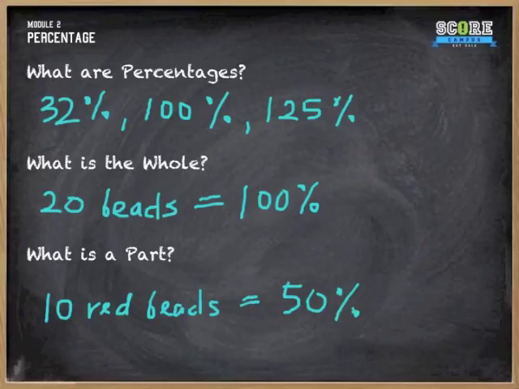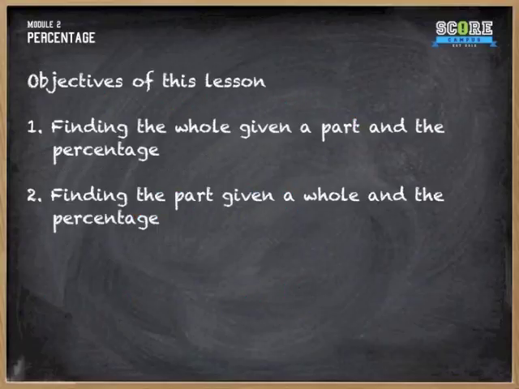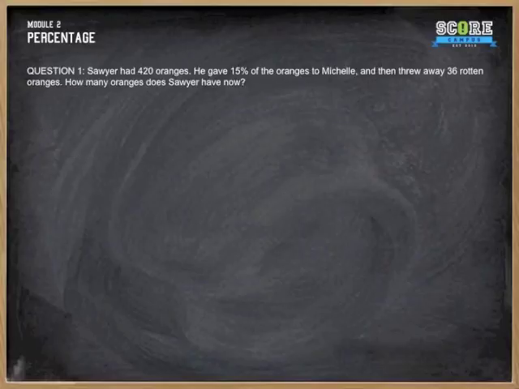That's it. The objectives of this lesson are really simple. Objective number 1 is finding the whole given a part and the percentage, which means basically they'll give you something that represents a whole system, and then you're supposed to find a percentage of it given the part. Objective number 2 is finding a part given the whole and the percentage. You know what? Instead of looking at these definitions, let's just directly jump into the questions, and that will make your life a lot easier. Let's proceed towards question 1.